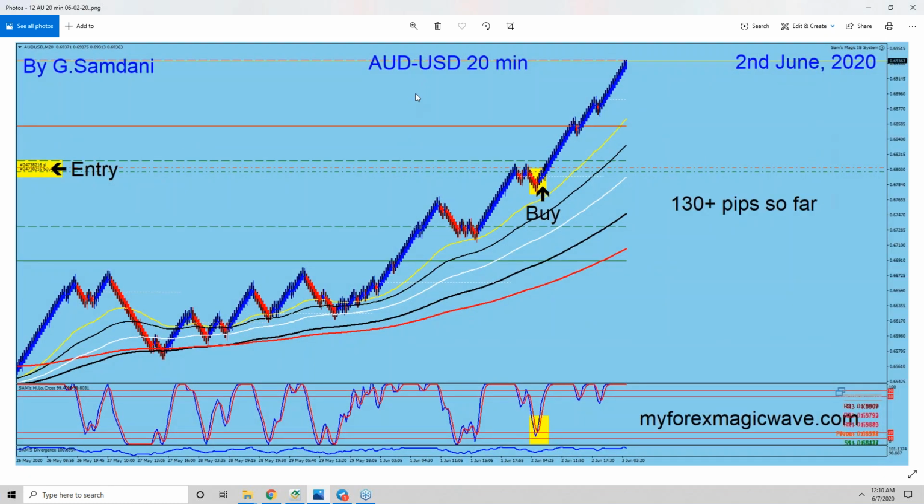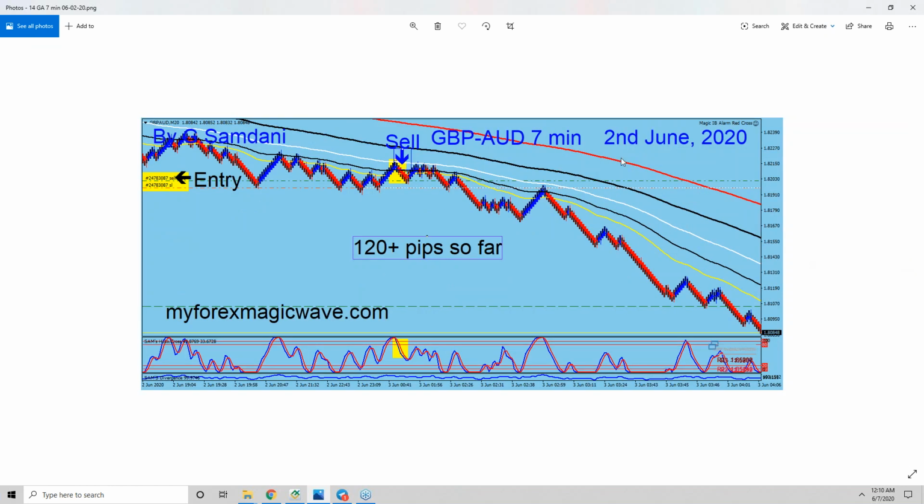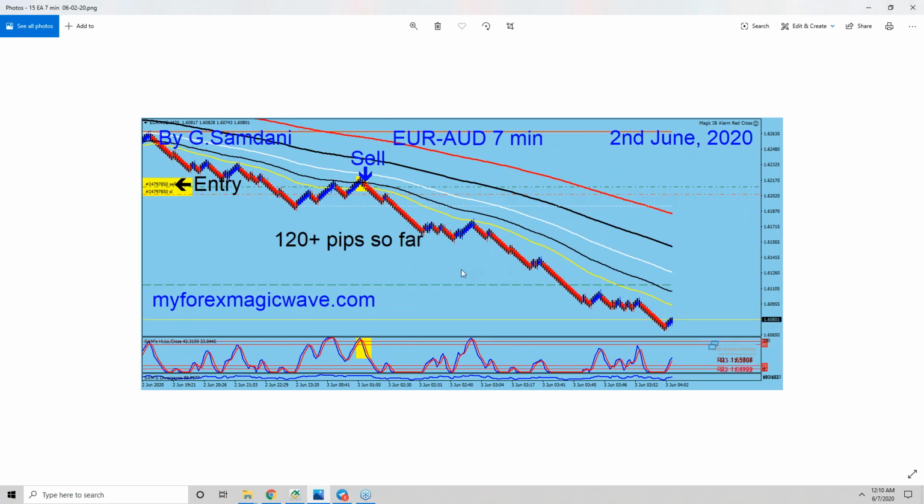On the second again, Aussie USD, for 130 pip from here to here. Pound Newsy, 120 pip, beautiful by-the-book entry, and it went all the way down. On the second, Pound Aussie, 120 pip. This is from the 7-minute chart. Sell order here. This is all by the setup.